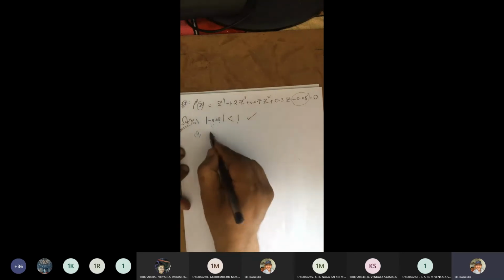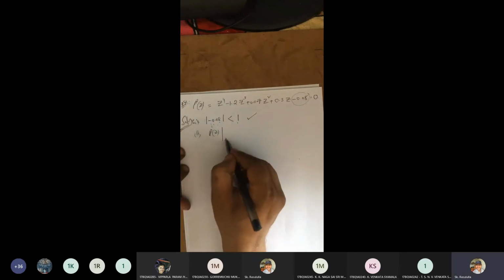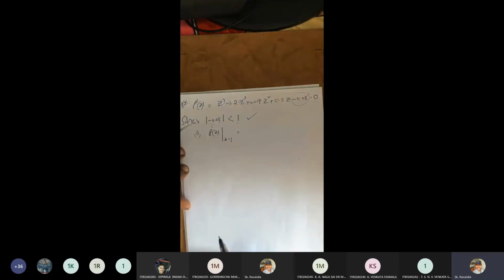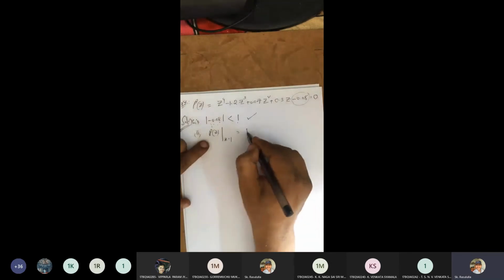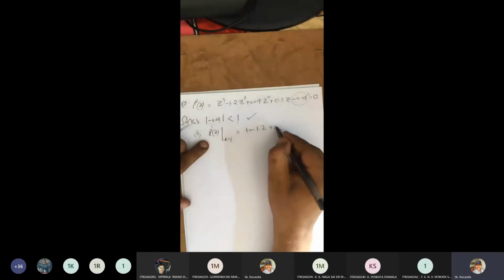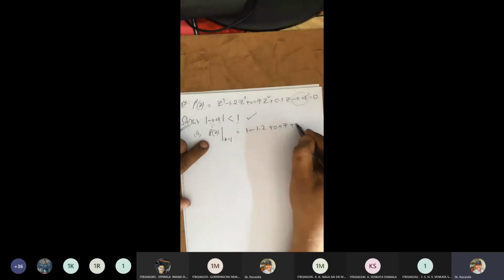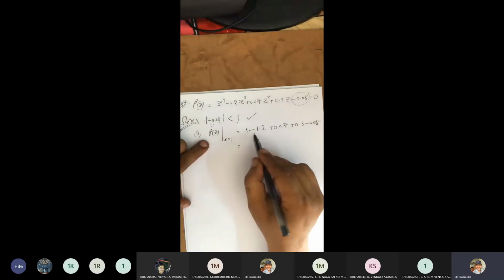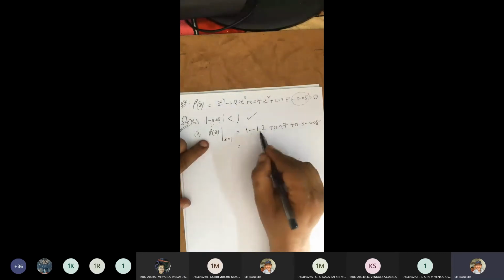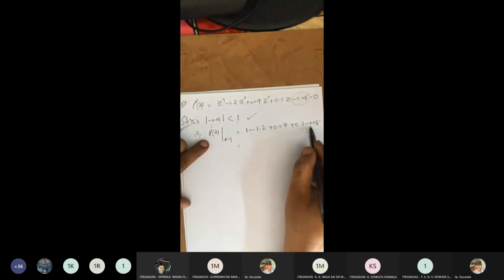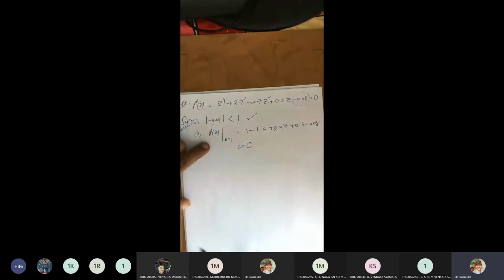Then second the P of z when z is equal to 1. P of z when z is equal to 1, it will be 1 minus 1.2 plus 0.07 plus 0.3 minus 0.08. See, 1.07 minus 1.2 minus 0.13 minus 0.21. So definitely it is going to be greater than 0. So this is also satisfied.